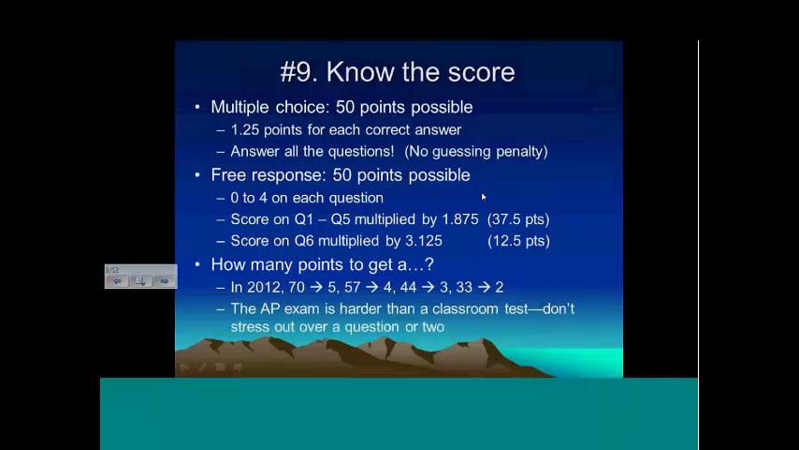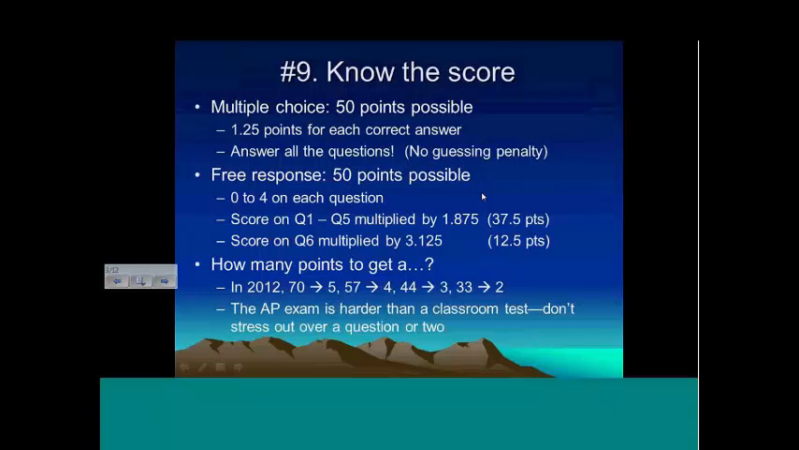Now, those distributions will change from year to year because some exams are harder, some exams are easier. I just gave my students a practice exam from 2007 where the cutoff for a 5 was a 63. So that was comparatively a harder exam. The main message for both teachers and students, what you want to convey, is that the AP exam is harder than a typical classroom test.